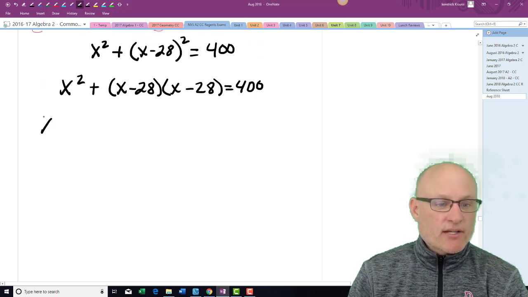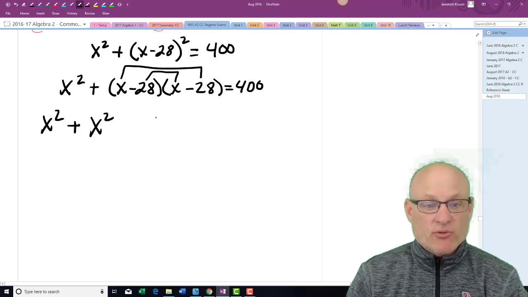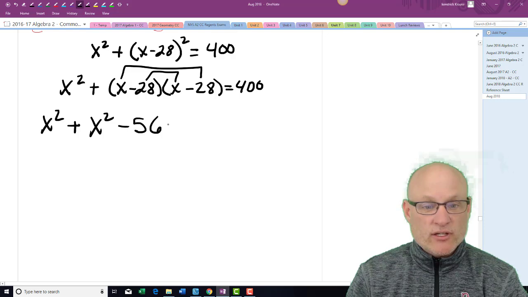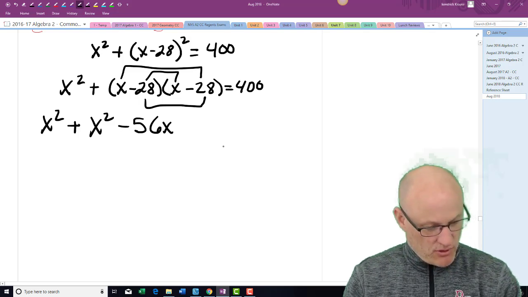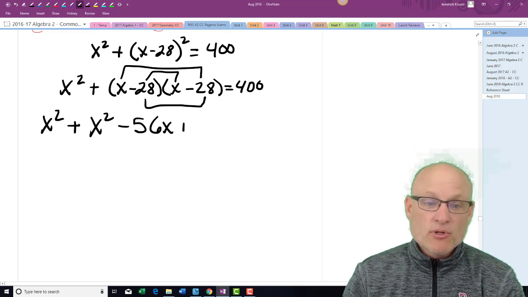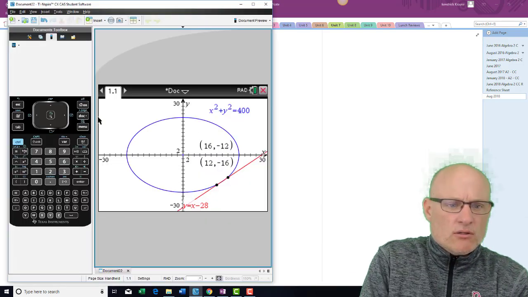So this gives me x squared plus x squared. Now this is minus 28 and minus 28. That's minus 56x. And negative 28 times negative 28 is that 576? No, 384. No, 784 plus 784. Let me make sure that's right because I'd hate to be wrong.